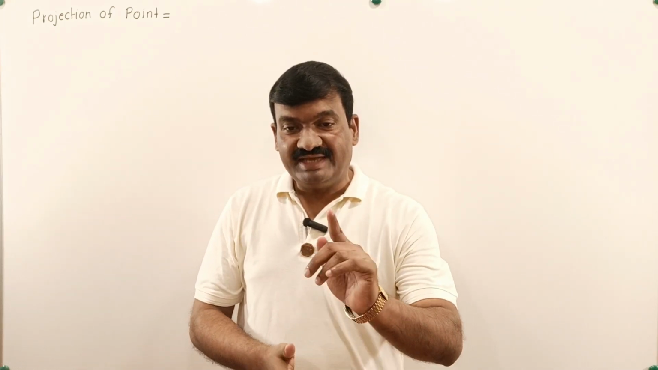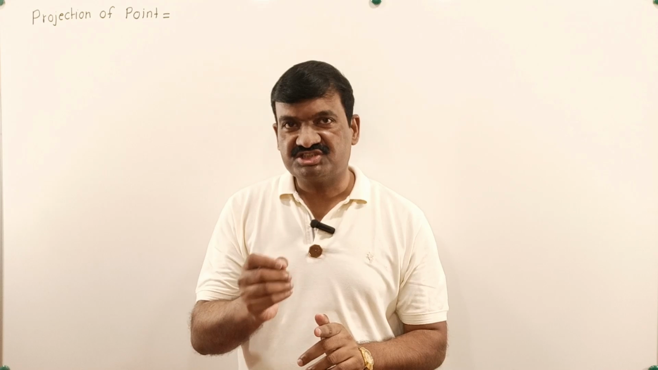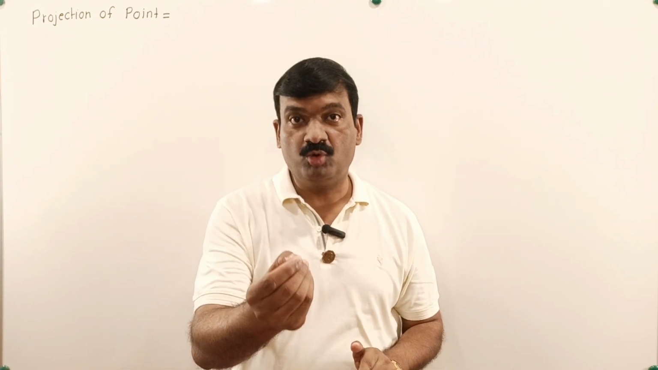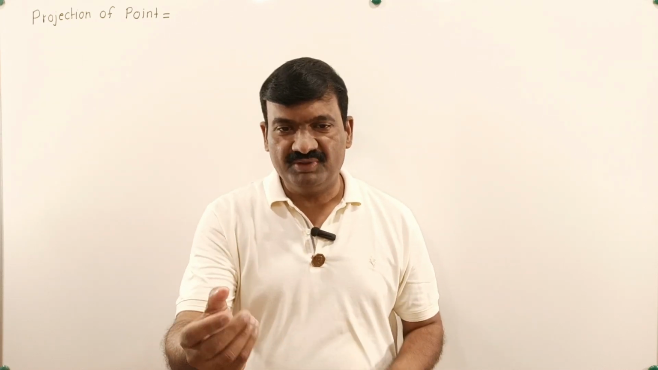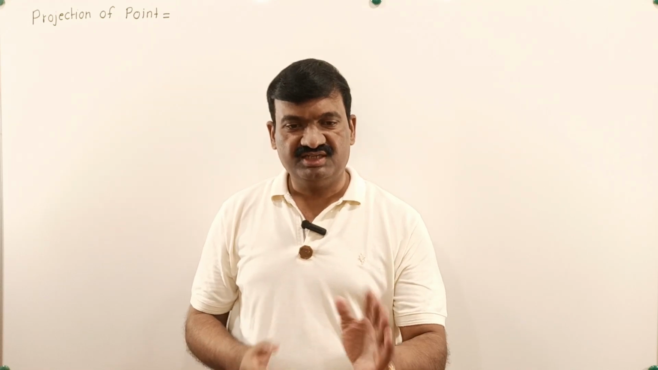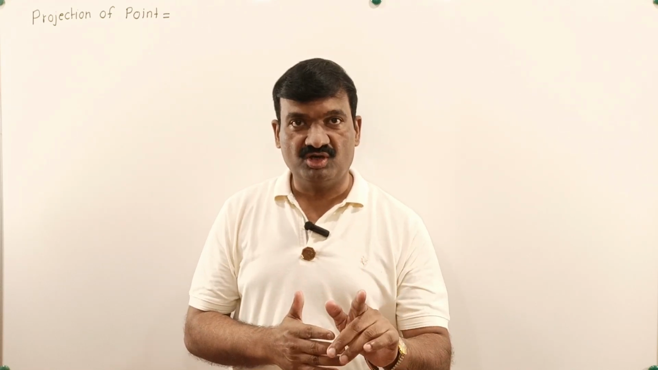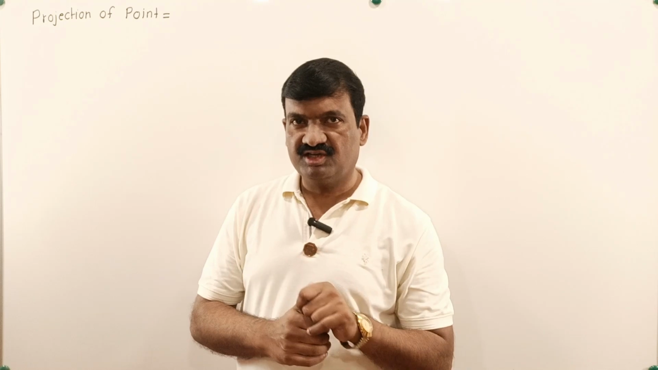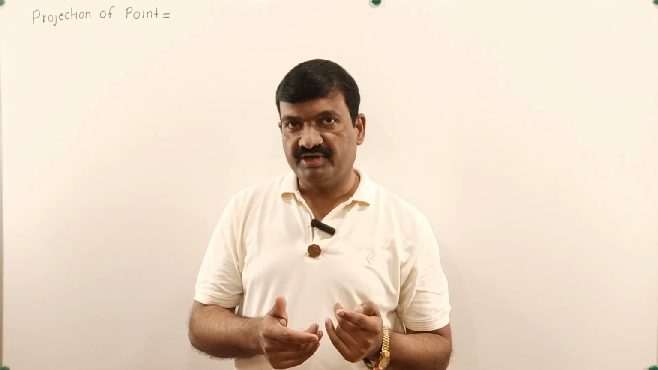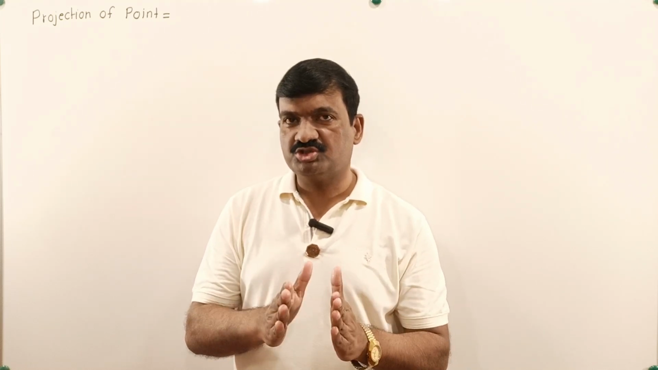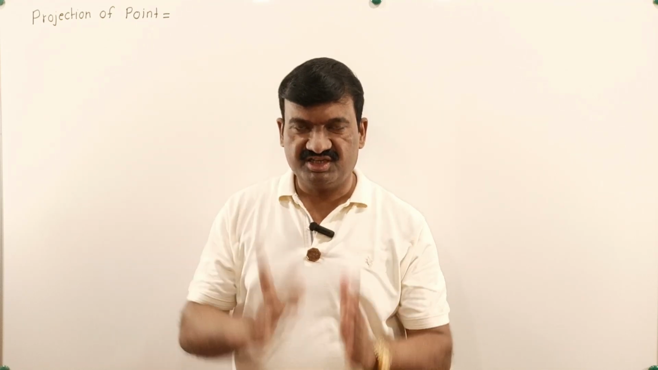ओके, तो लाइन का प्रॉब्लम अगर सॉल्व करना है, स्टार्ट करना है, तो कहां से करना पड़ेगा? पॉइंट से. One end of a line is 10 mm above HP and same end is 20 mm in front of VP. तो पहले आपको पॉइंट लोकेट करना पड़ेगा. So how to locate the point? For this purpose, knowledge of projection of point is required.